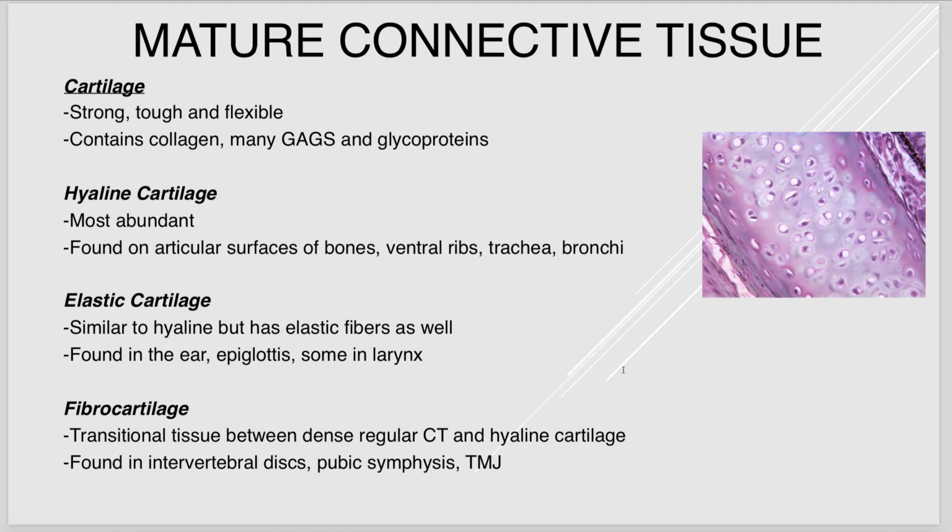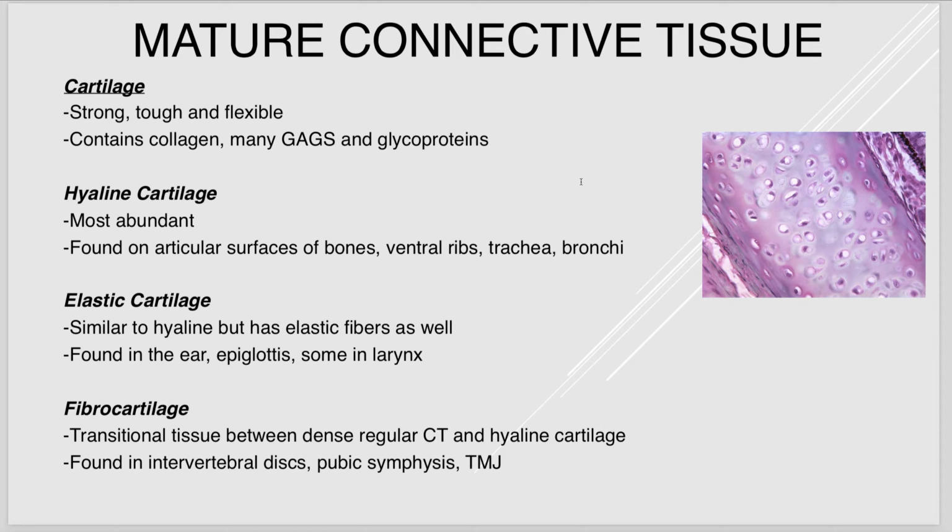So cartilage is another type of mature connective tissue. It's a very strong tissue, it's flexible, has lots of collagen, has those GAGs like glycosaminoglycans and glycoproteins. These like collagen and GAGs and glycoproteins, these are consistent for most of these connective tissue types. It's just kind of their relative amount that differs. And we have three types of cartilage. There's hyaline cartilage, by far the most abundant.